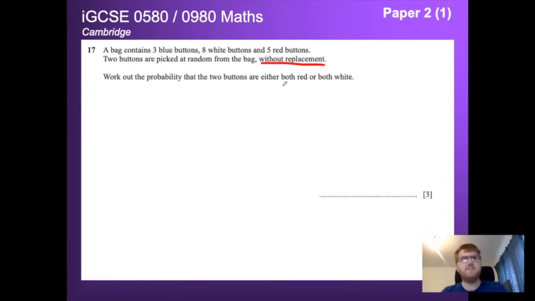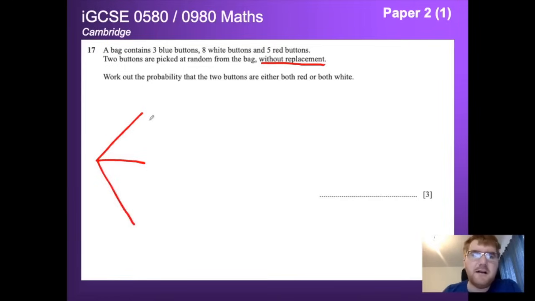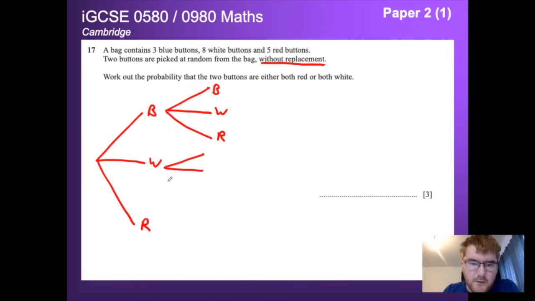Now, I do recommend a tree diagram to do this, but I do not recommend to fill everything in. So let's put this together. Here's my initial tree diagram that I'm going to draw, and we're going to have blue there, white here, and red here. And then the second choice will have the same options. So we'll have blue here, white here, red here, and the same for the other options as well.